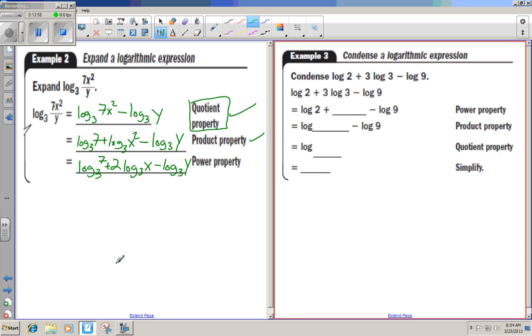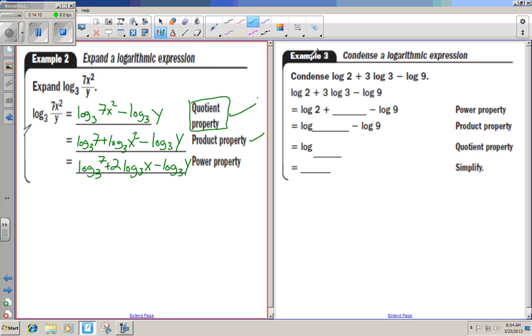We're going to do a couple examples and some checkpoints, and then the guided practice for this. So let's take a look. Now we did some expanding. Let's do condensing. Actually, let me rephrase this. For expanding, you need to use the quotient property first, then the product property, then the power property.